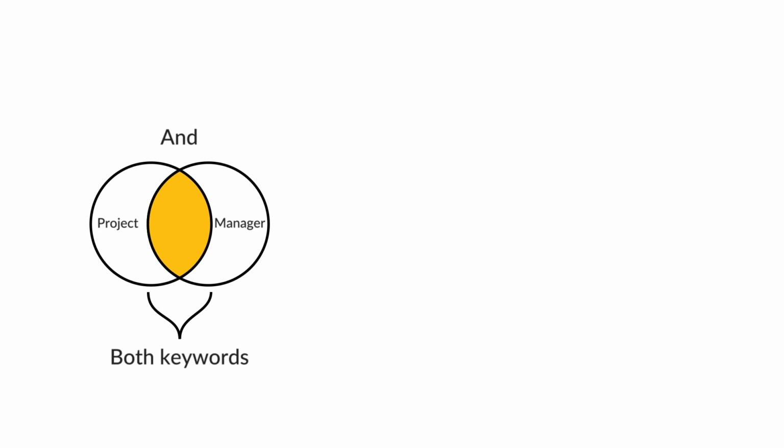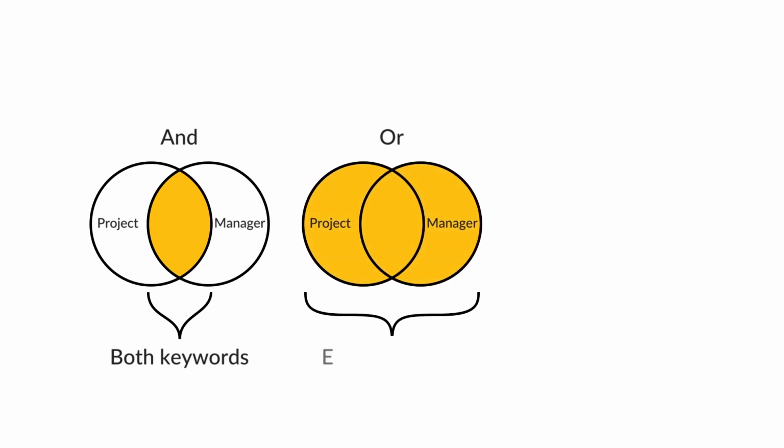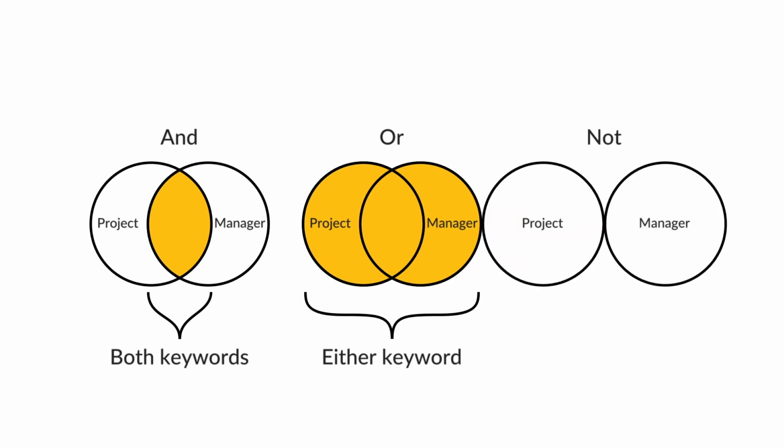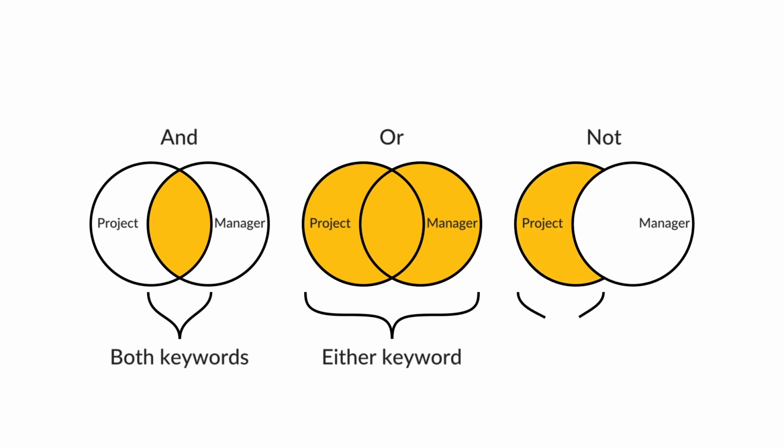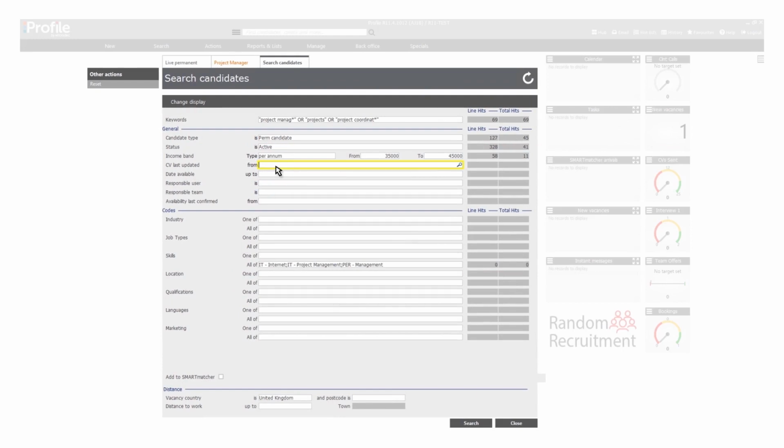A Boolean search could be project or manager. This would increase the search results to those documents with either one of the keywords. A Boolean search could also be project, not manager. This would limit the search results to the documents with one keyword but not the other. The General section has new fields available, such as CV last updated, which is from the candidate's General page and gets updated if a CV is processed from the inbox.